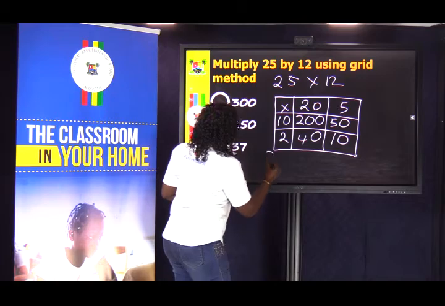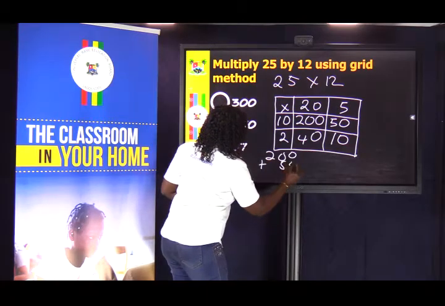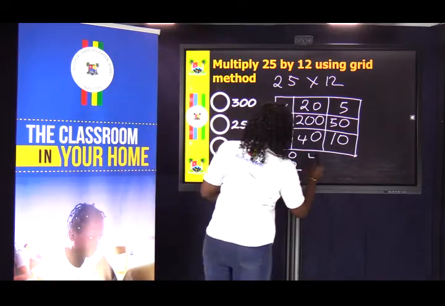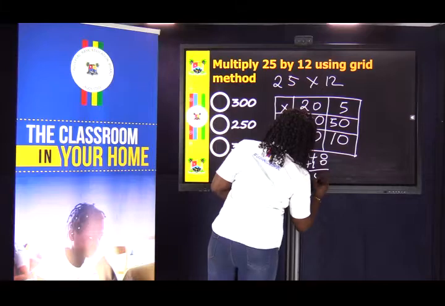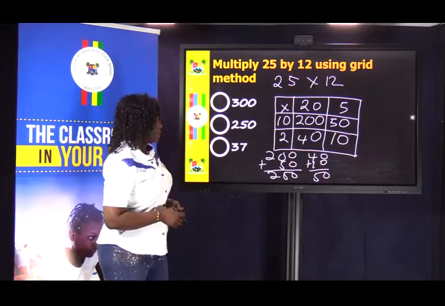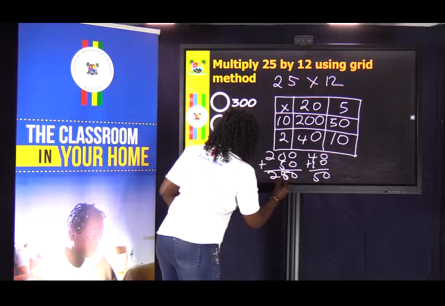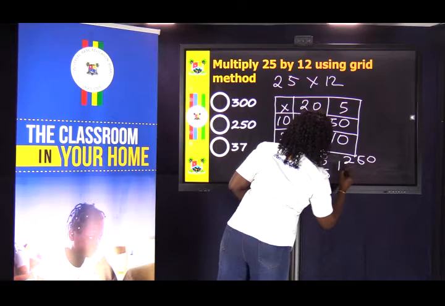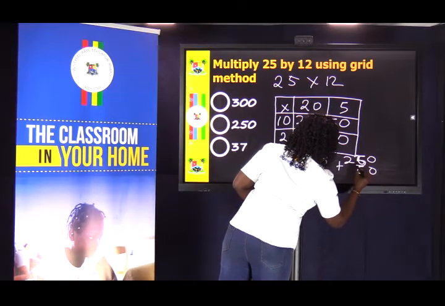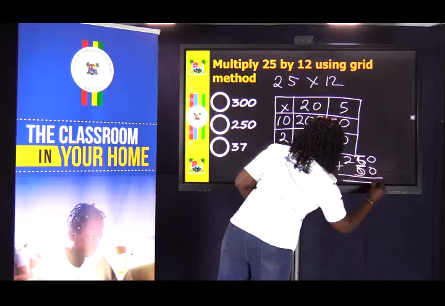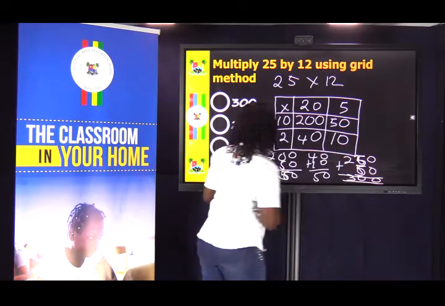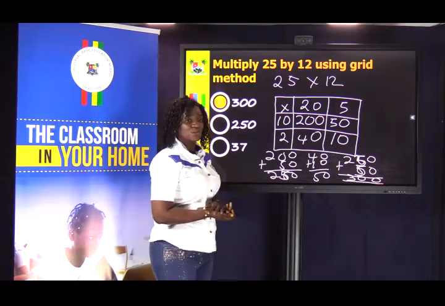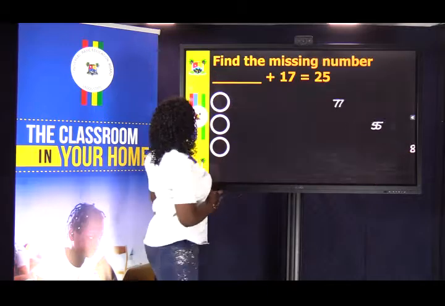Start with the tens column. 200 plus 50. We have 250. Then you move to the ones column. 40 plus 10, we have 50. But we are not done yet. We have to add 250 and 50 together. So let's add 250 plus 50. We have 300. So when we multiply 25 by 12, we have 300.